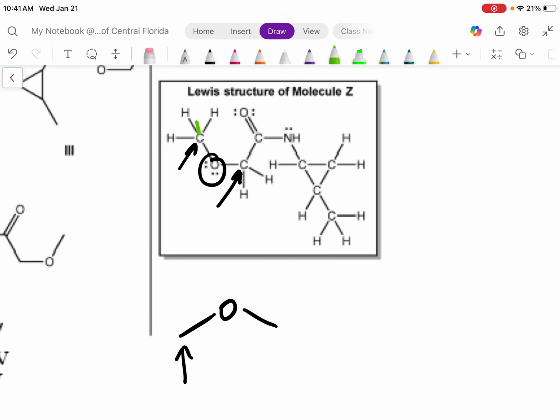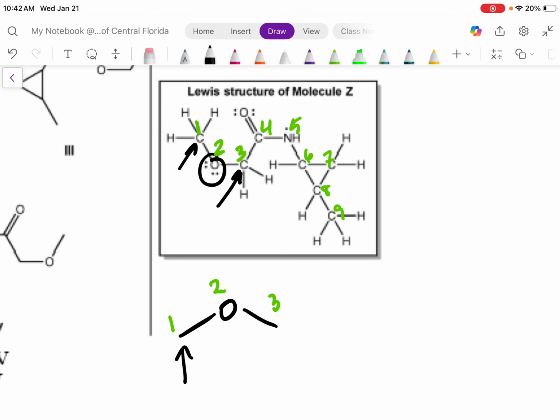Atom 1, atom 2, atom 3. 1, 2, 3. Atom 3 is attached to 4, 5, 6, 7, 8, and 9. Let's number it like that. Now, as I'm numbering these atoms, I'm not numbering it to name the molecule or do anything with nomenclature. It's just trying to keep track of all the pieces.